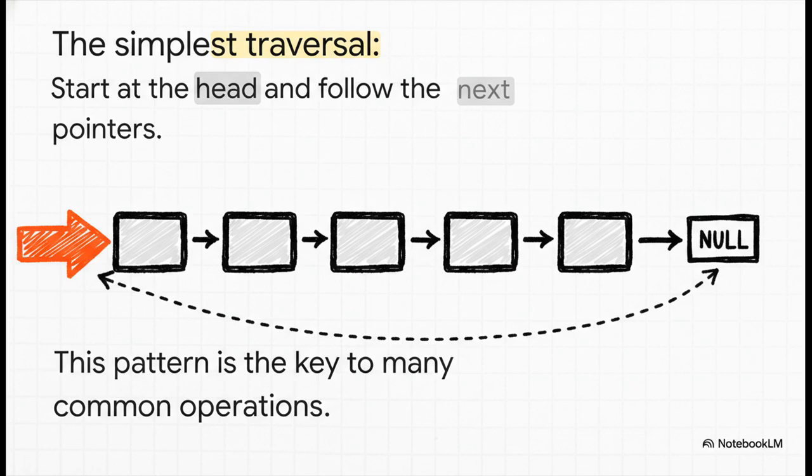And the idea couldn't be simpler. You're going to love this. You just create a temporary pointer, let's call it current, start it at the head, the very beginning of the list, and you just walk. You follow the next pointers node by node until current eventually hits that null at the end. This simple little loop is the secret key to a huge number of common operations.